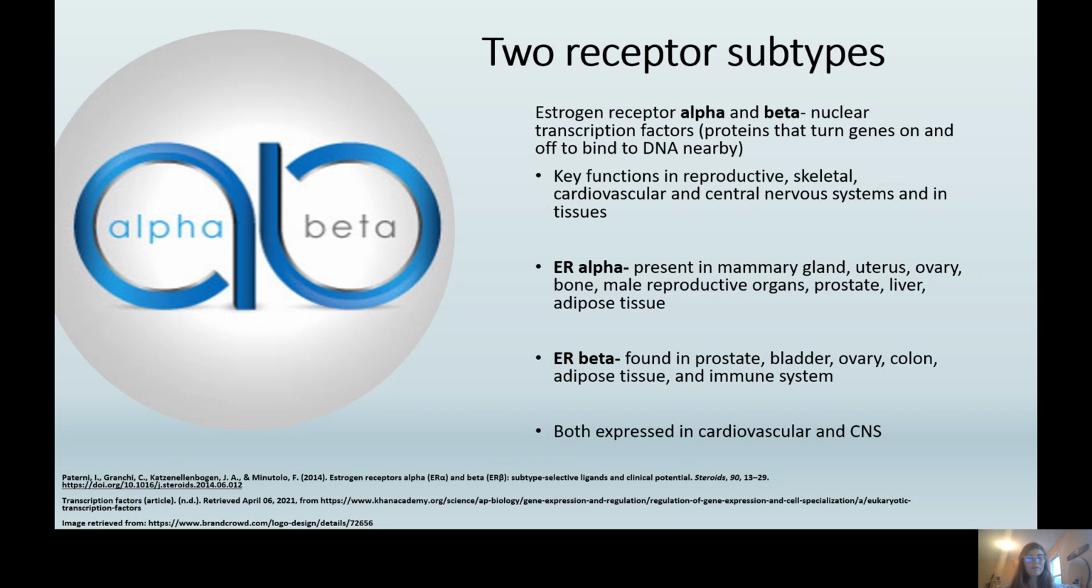Estrogen receptor alpha is mainly present in the mammary gland, uterus, ovary, bone, male reproductive organs such as the prostate, liver, and adipose tissue. Estrogen receptor beta is found in the prostate, bladder, ovary, colon, adipose tissue, and immune system. Both of these receptors are expressed in the cardiovascular and central nervous system.